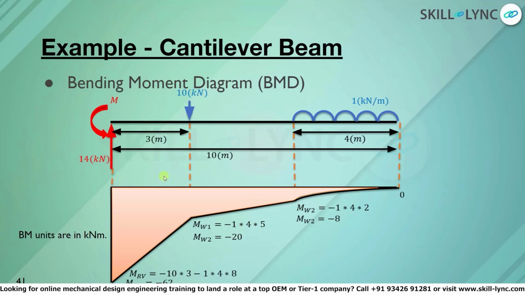Similarly, the moment at the reactionary forces, which is basically at the fixed point, is equal to minus 10 into 3, which is the distance at which the 10 kilonewton load acts, minus 1 into 4 into 8. So MRV is equal to minus 62 kilonewton meter. This bending moment is due to downward acting forces. Thus, the entire bending moment values are negative values. For differentiation, we have depicted this in orange color.